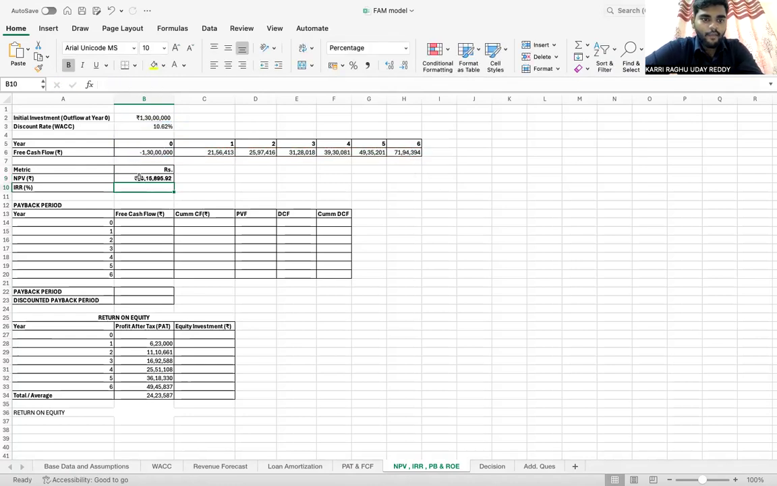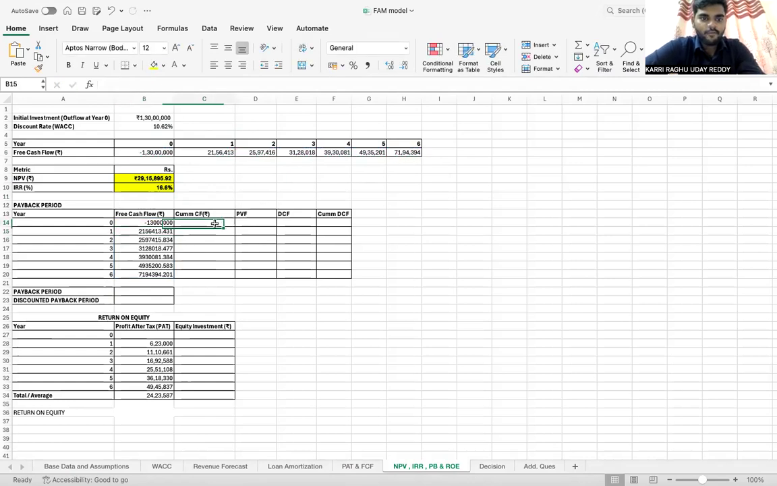Now I am getting an NPV of 29 lakh 15,895, and let us calculate the IRR also. The formula is IRR, and we give these cash flow values. So IRR I'm getting 16.6%. Okay. Now let us calculate the payback period. There will be two payback periods, normal payback period and discounted payback period. We'll calculate both. For the free cash flow values I'm using transpose here, and we have to paste here.